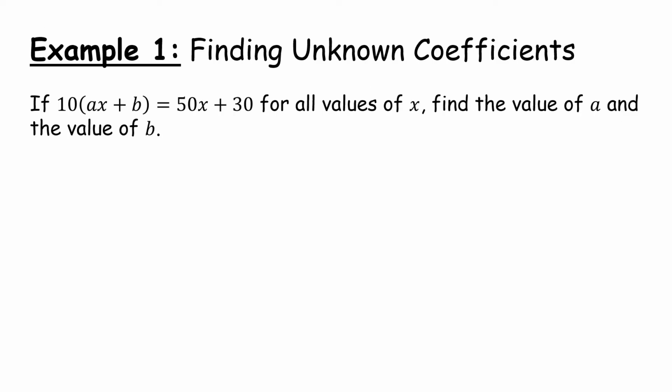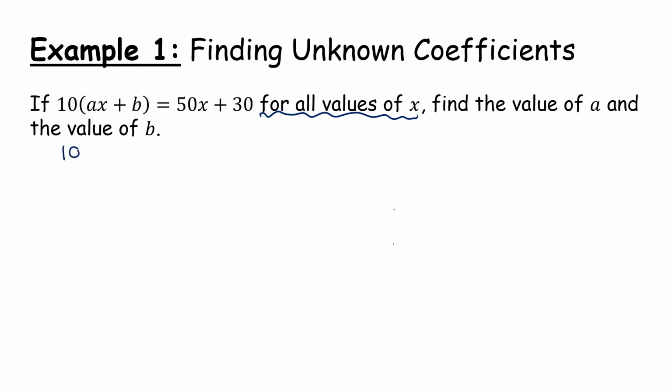So example 1, we're told that 10 times (ax plus b) is equal to 50x plus 30 is true for all values of x. Find the value of a and the value of b. What we've been given is an identity. We identify that because we've been told it's true for all values of x. If we haven't been told that, then we couldn't use this method, and this is one of the key things in a question that will indicate that we are working with an unknown coefficient question.